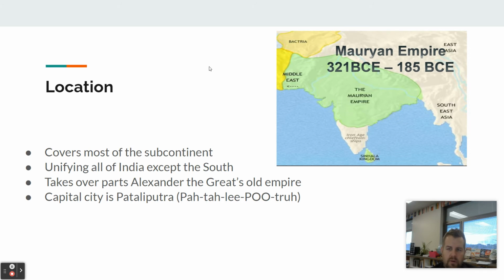Now we're moving into the Mauryan. Oh my gosh, you guys are gonna have to forgive me. I don't know why I struggle with this so bad.